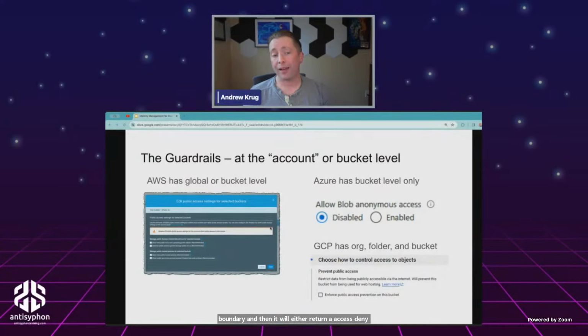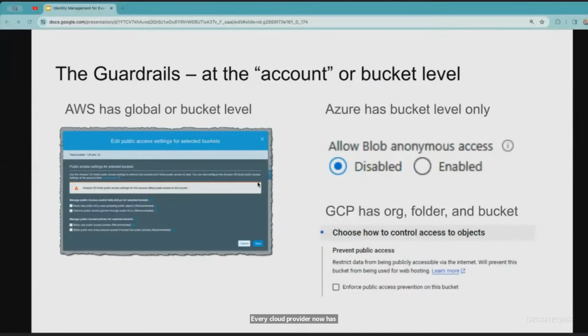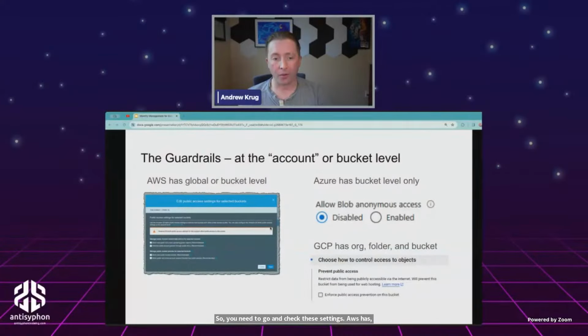Every cloud provider now has these account level global policies that you can set that disallow public access. The problem is, depending on the age of your account or how long you've been a cloud customer, these things aren't opted into by default. So you need to go and check these settings. AWS has them on by default for all new accounts.